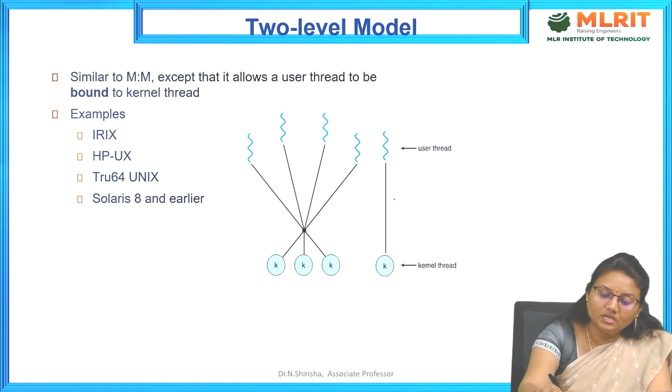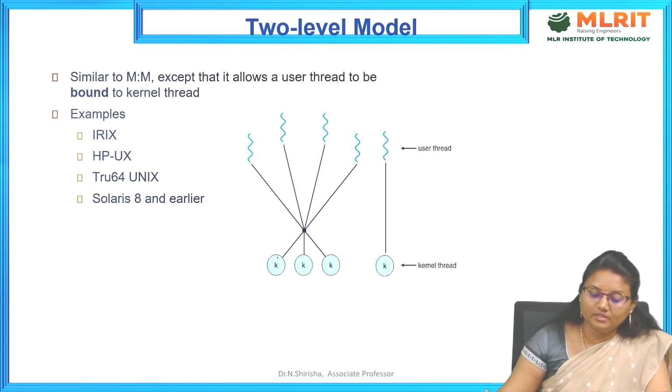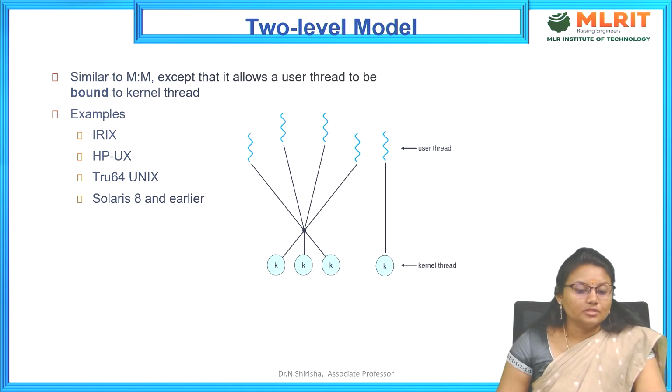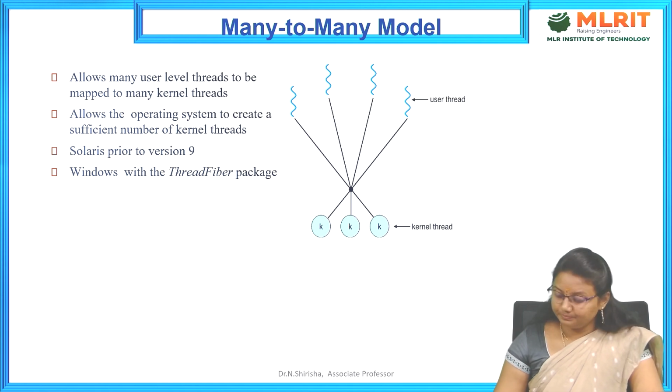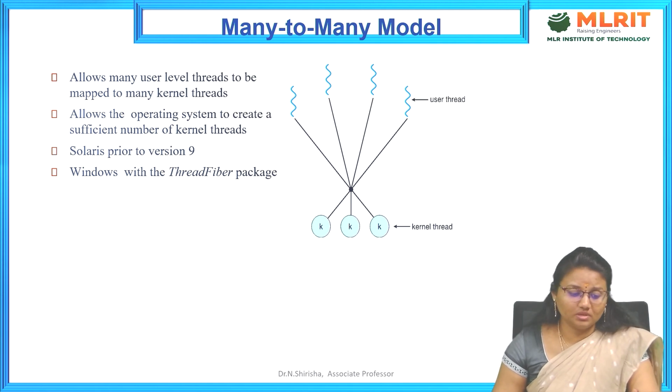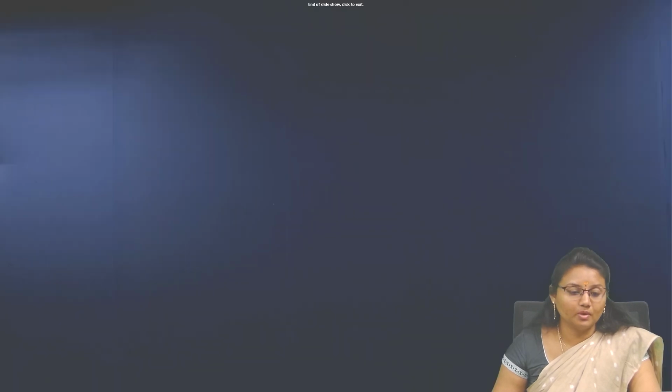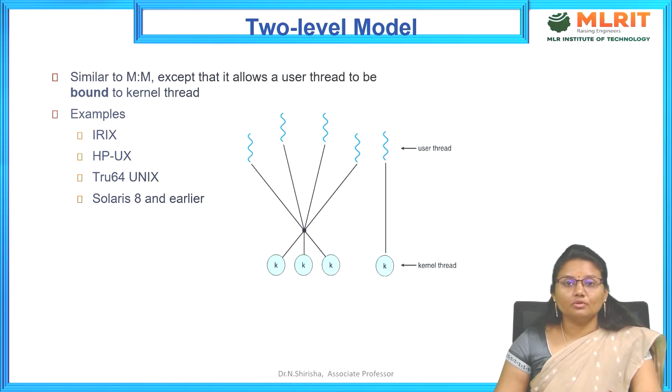So there is a single level and there is a multi-level, so different levels are there here. These are the two-level model. And the many to many model, as we have seen, supports multiple threads, but they are bounded, and here also we are using bounding. So these are the different types of threads.